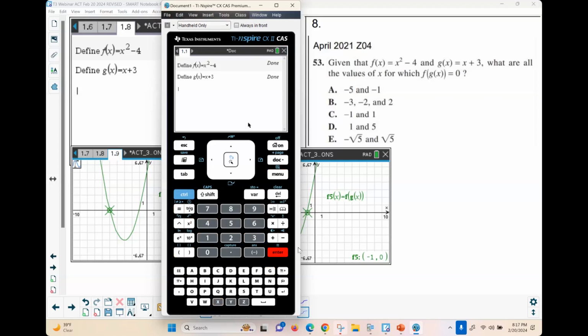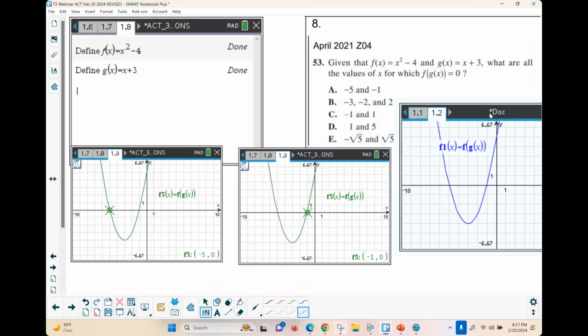And then when I go to graph this, let me go ahead and add a graphs page. I'm going to graph f of g of x. Now you'll notice when I'm in f1 of x, when I type in f, notice it's bold because it's been defined. Parentheses, g also bold because it's been defined, of x, double parentheses. So now I can go ahead and graph that. And again, I can see those solutions at -1 and -5.